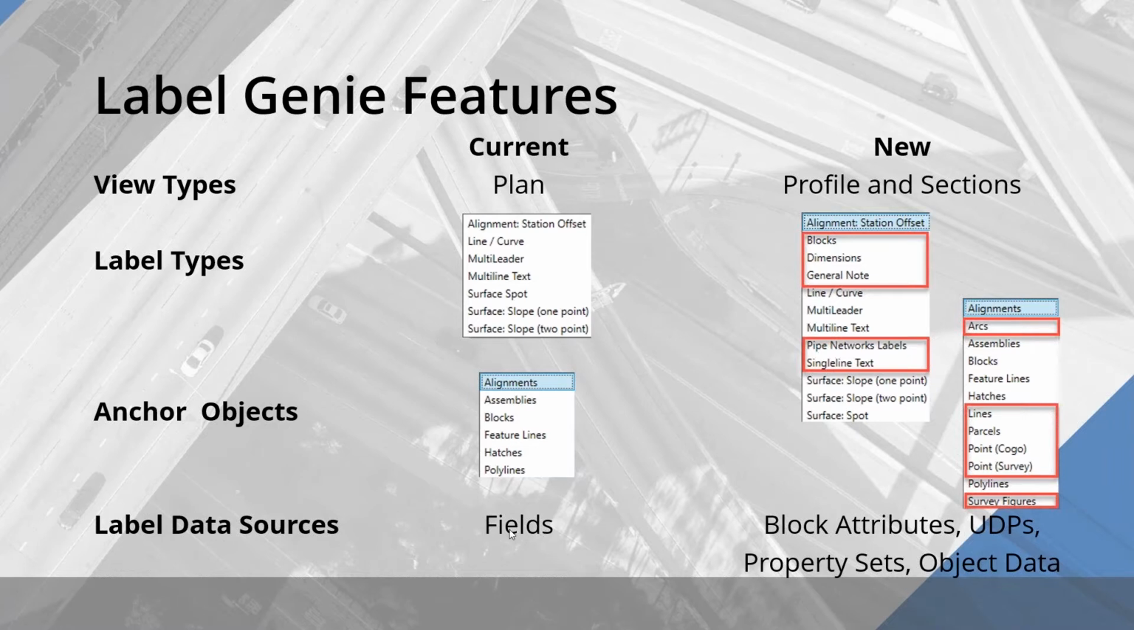Currently, we can read AutoCAD fields from those objects, which is really handy, but we've expanded this out to include just about any kind of metadata you might have embedded in your objects, be it block attributes, user-defined properties, Civil 3D property sets, or GIS object data. If you are familiar with our Data Wizard tool, which is project-wide QTO and automated custom legends, all that same stuff that's supported there is now going to be available in Label Genie in the upcoming release.